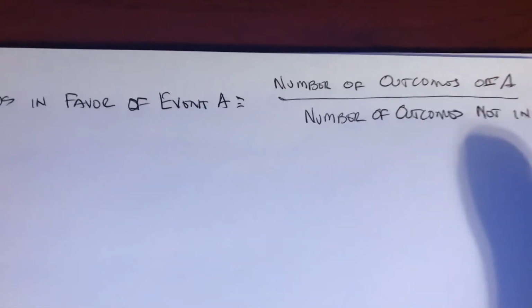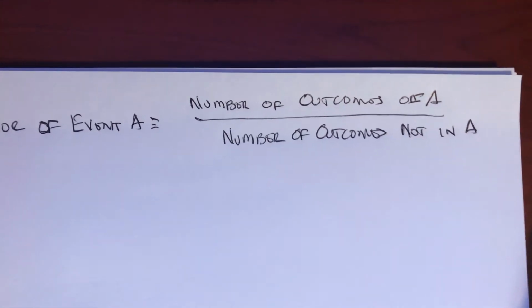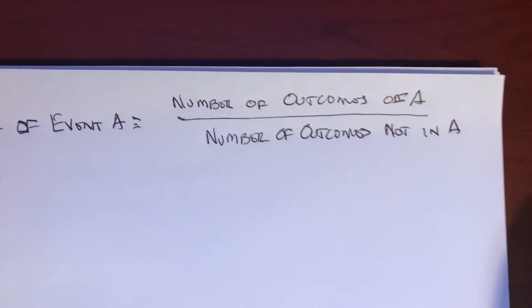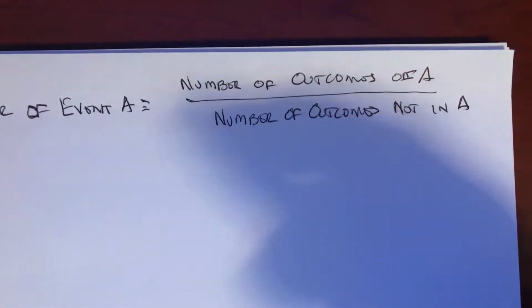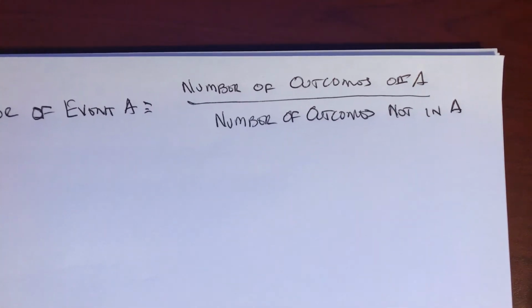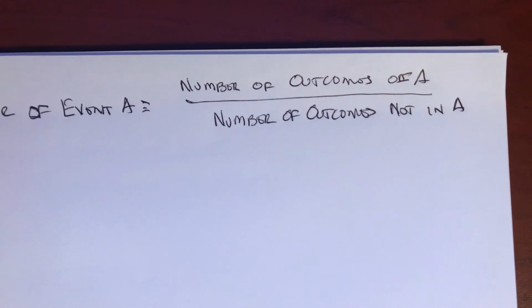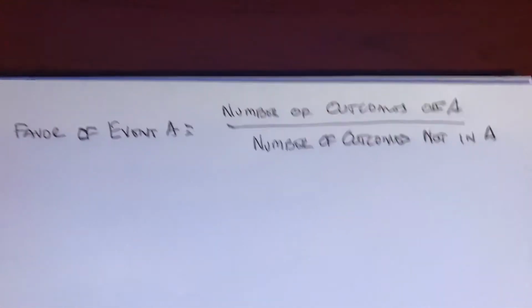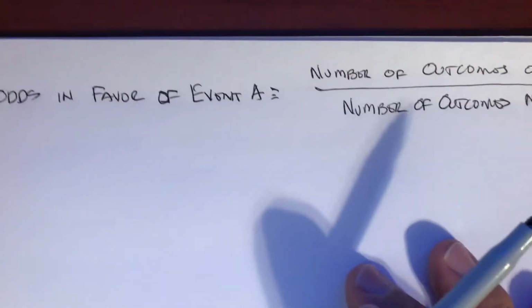So the odds in favor of event A are the number of outcomes of A over the number of outcomes not in A. Odds against, we just reciprocate this. If it's the odds against A, then we would say the number of outcomes not in A over the number of outcomes in A.